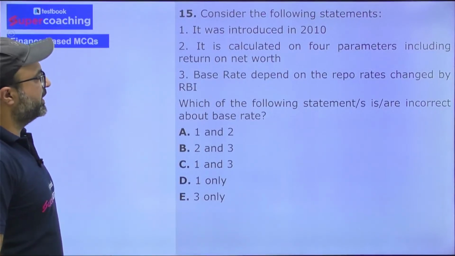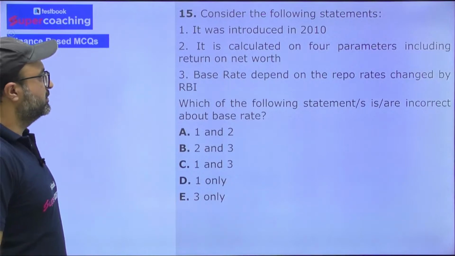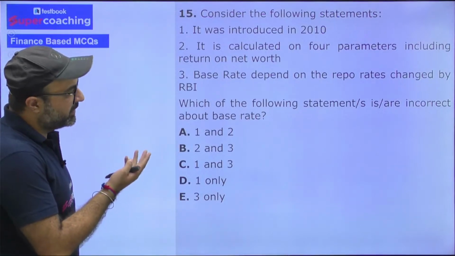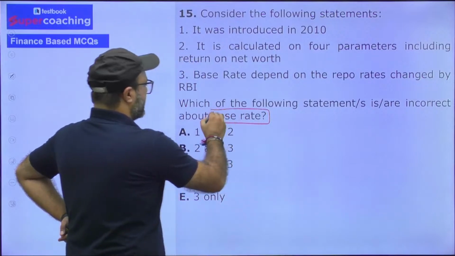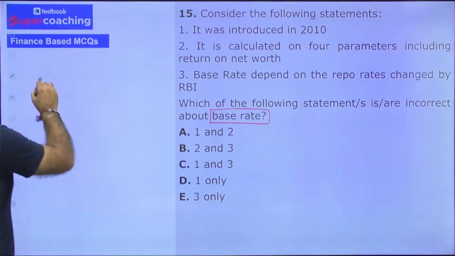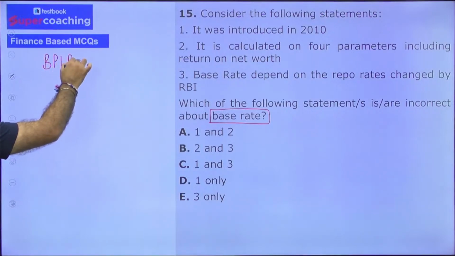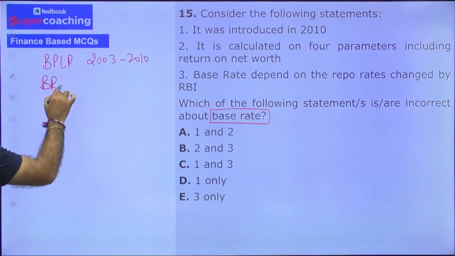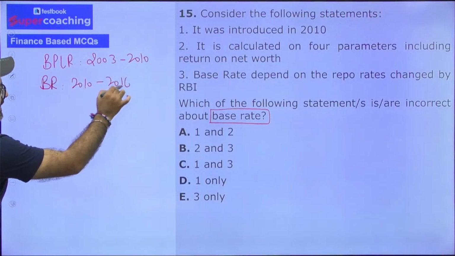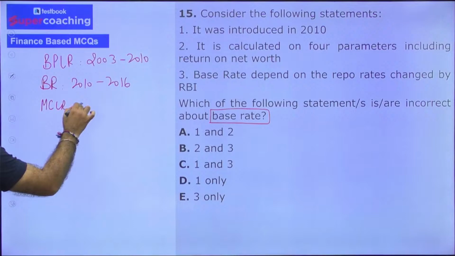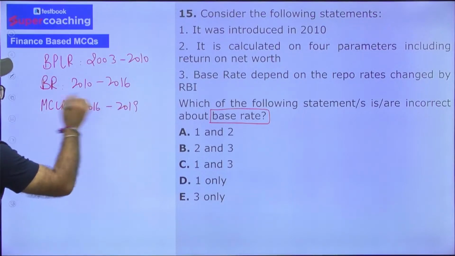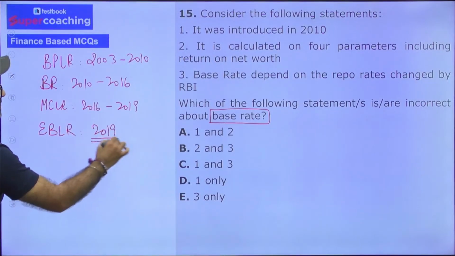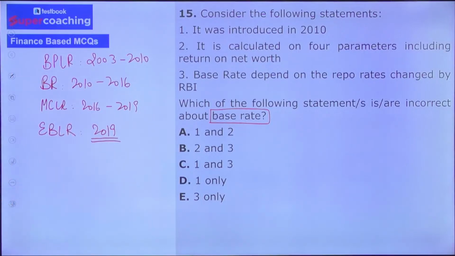Consider the following statements. It was introduced in 2010. It is calculated on 4 parameters including return on net worth. You need to find the incorrect statement with respect to base rate. So BPLR, benchmark prime lending rate, 2003 to 2010. That is correct. Then base rate was introduced in 2010 to 2016. That is okay. Then MCLR was introduced 2016 to 2019, and MCLR was replaced by EBLR, and this replacement was done, to be very precise, on 1st October 2019. This is the format.